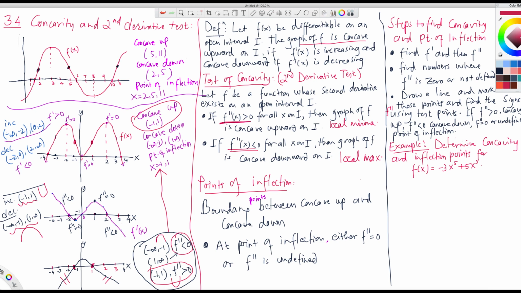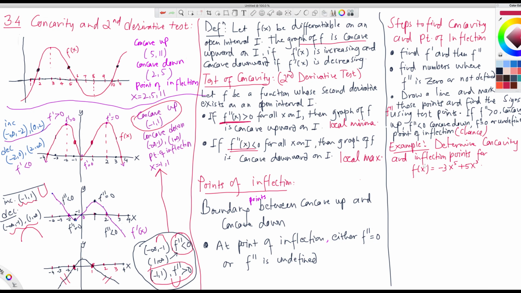If f double prime is positive, concave up, there is a chance of a local minimum. And if f double prime is negative, then concave down, there is a chance of a local maximum. If f double prime is equal to 0 or undefined, there is a chance of a point of inflection, just a chance. Not for sure, because sometimes you will have to go back to the first derivative test. We'll consider all those types of examples here.